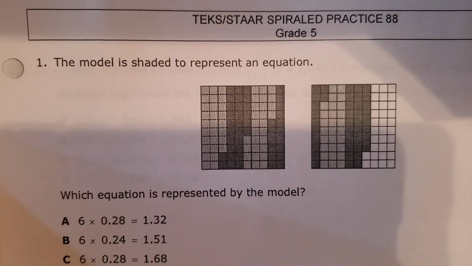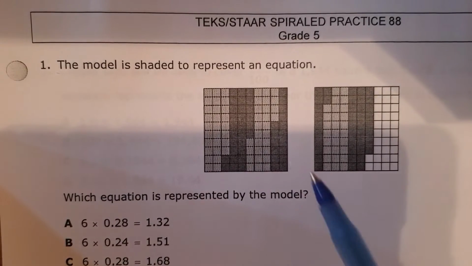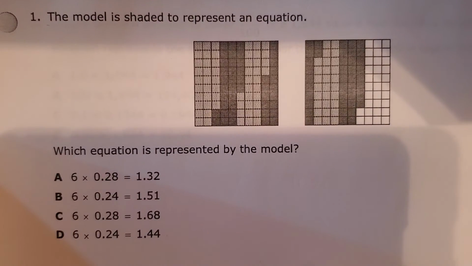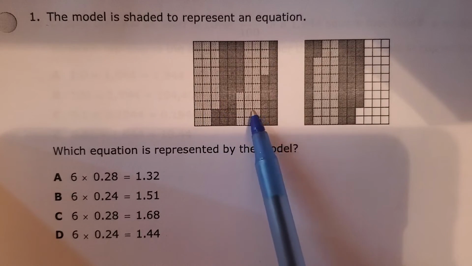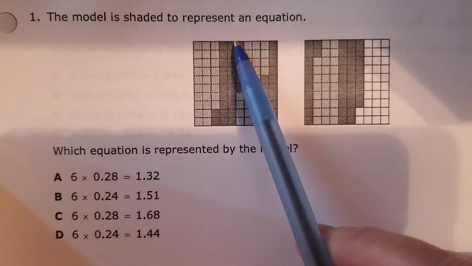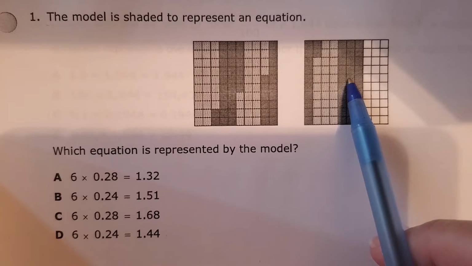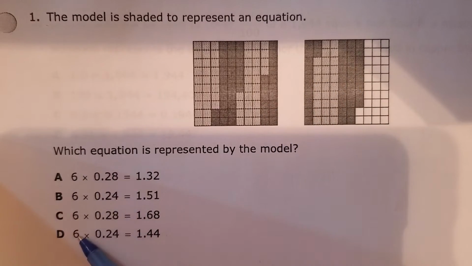Spiral Practice 88. The model is shaded to represent an equation. Which equation is represented by the model? So if you look at this picture, you can see that there's light and dark groups here. There's 1, 2, 3, 4, 5, 6 groups. That's where the whole number 6 comes from.